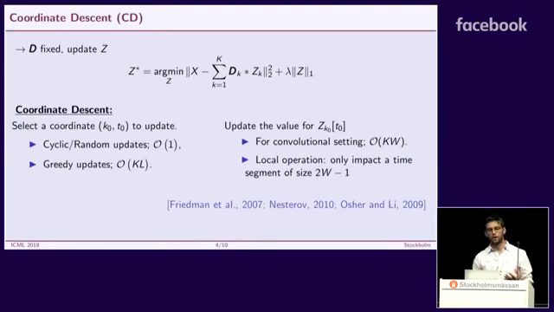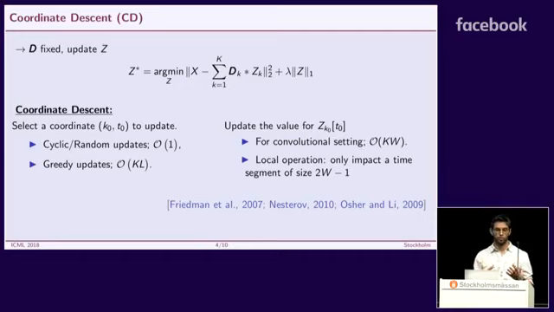If we look more precisely at the coordinate descent algorithm, at each iteration it selects a coordinate with either a fixed policy, for instance a cyclic selection or random selection, which have a constant computational complexity. Or there is also another policy, which is the greedy policy, where you select at each iteration the best coordinate that you can update. But this policy is more expensive because it scales linearly with the length of the variable that you are trying to optimize.